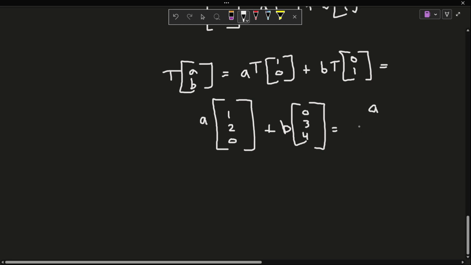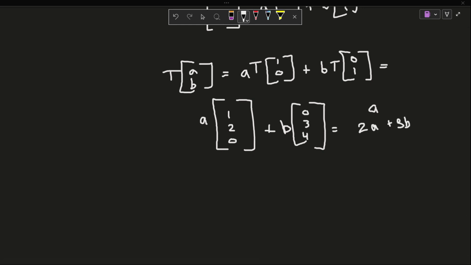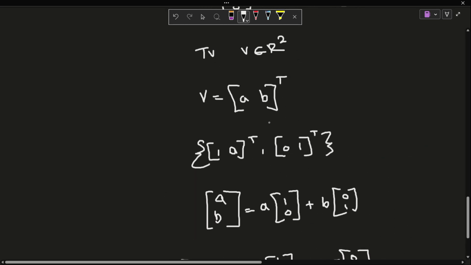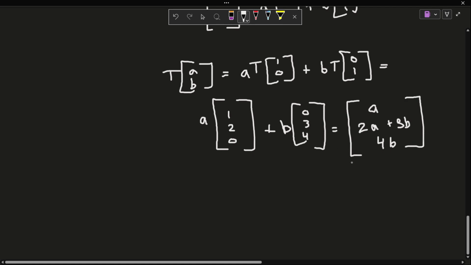And so, writing this out, multiplying our vectors and adding them, we're going to get A, 2A, 3B, 4B. Okay? And so now we've understood that for any vector AB, this is the transformation that's going to occur for that vector. This is what's going to happen to that vector.